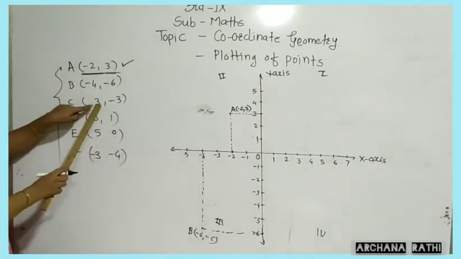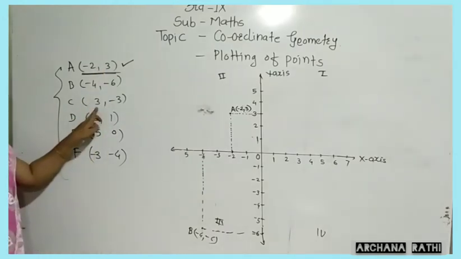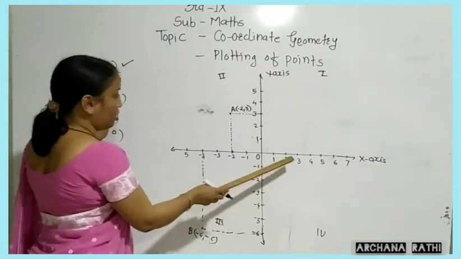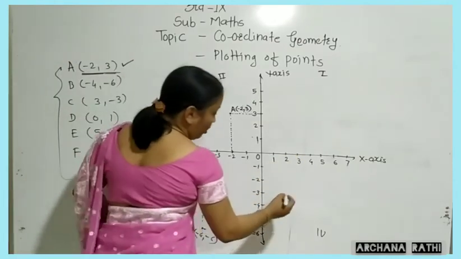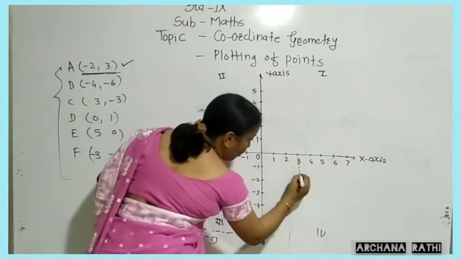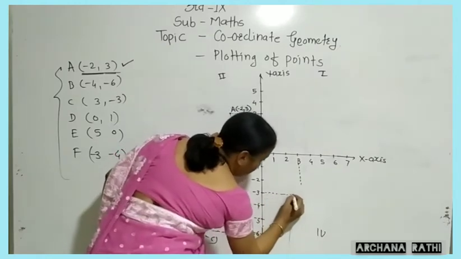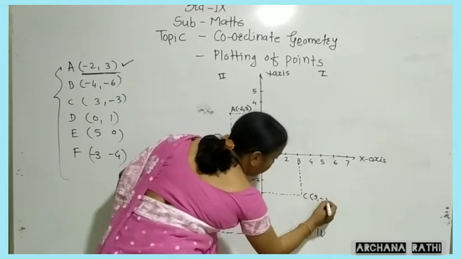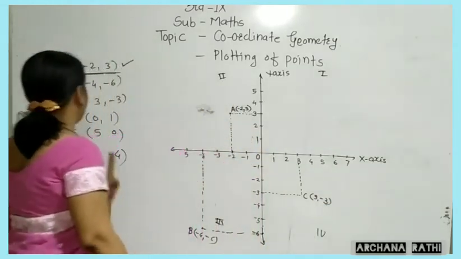Now next, (3, -3). Now 3 is positive. In both cases, 3 is a positive number. On the x-axis, 3, and -3 means down. At 3, draw the perpendicular distance, and this is -3. Where it meets, that is the point C. (3, -3).